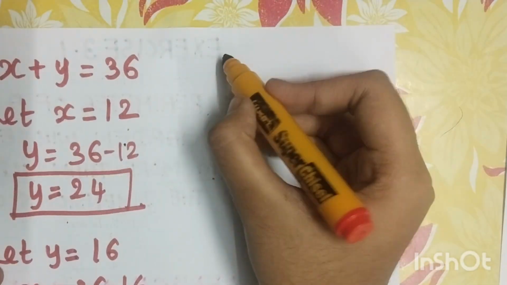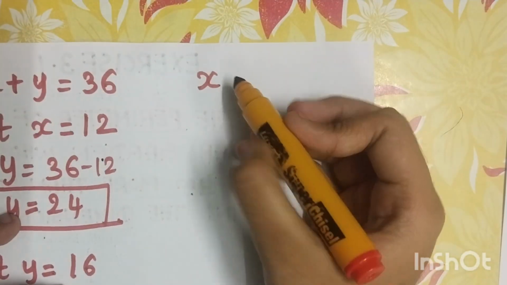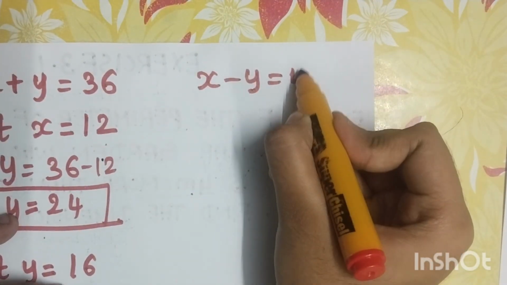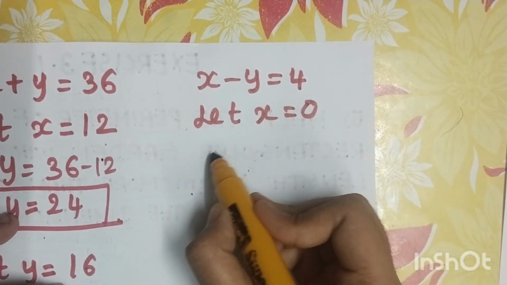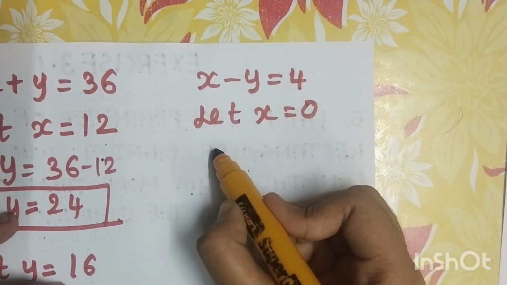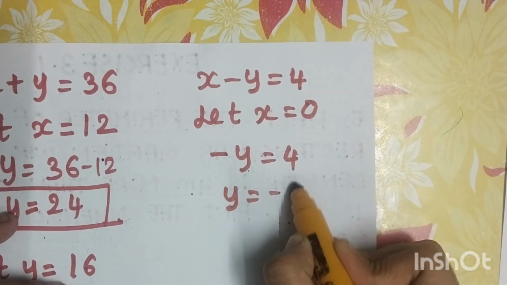So next equation is x. My next equation is x minus y is equal to 4. So let x is equal to 0. So if I take it as 0, my minus y is equal to 4. So y is equal to minus 4.